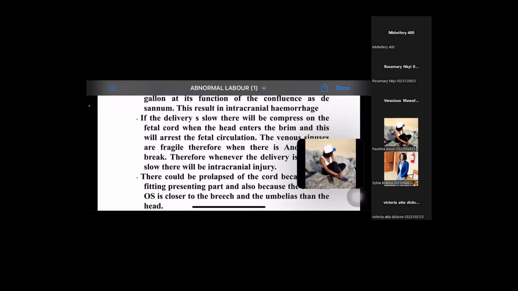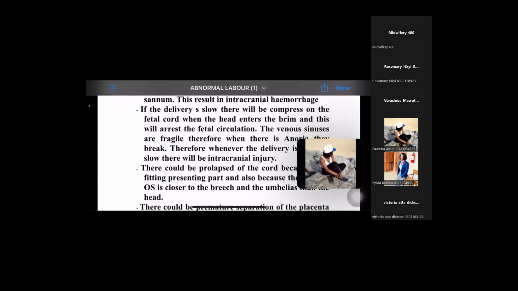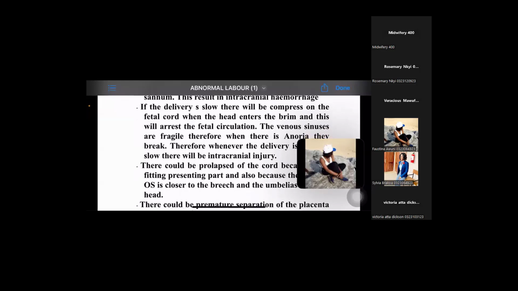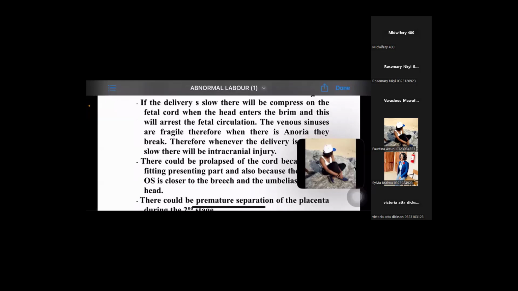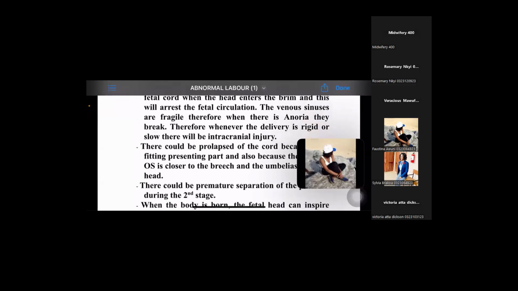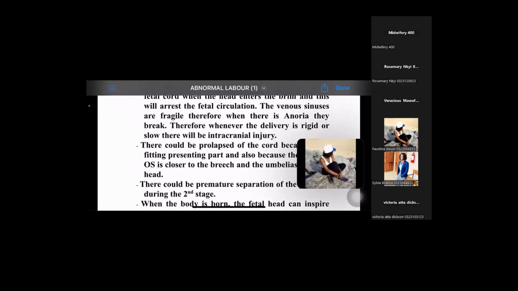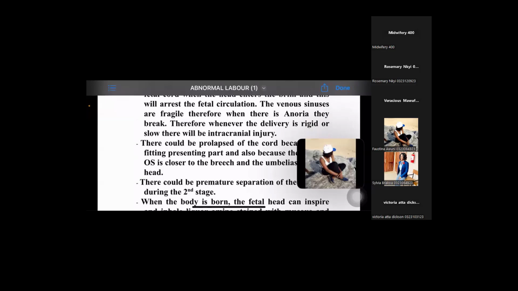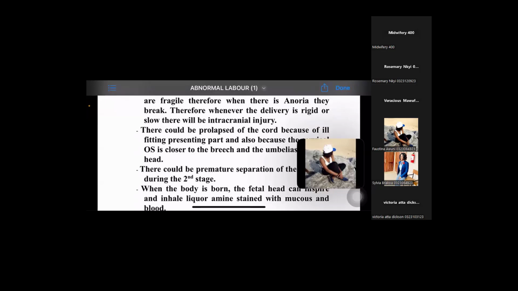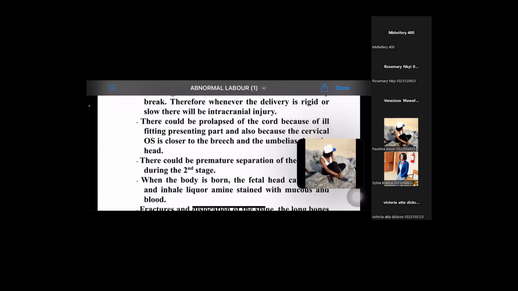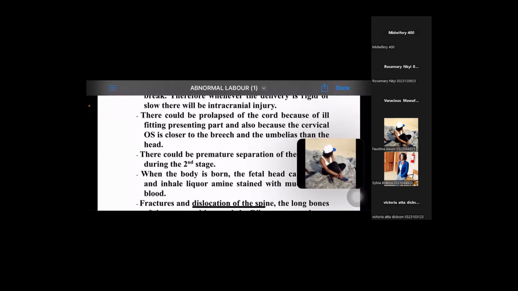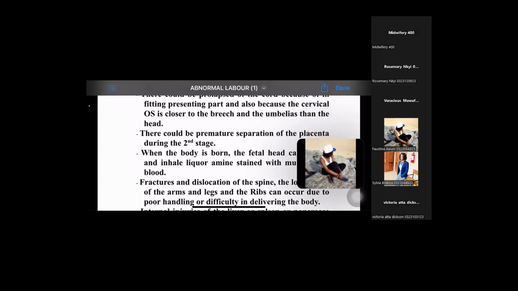If the delivery is slow, there will be compression on the fetal cord when the head enters the brim, and this will arrest the fetal circulation. The venous sinuses are fragile. Therefore, when there is anoxia, they break. Therefore, whenever the delivery is rigid or slow, there will be intracranial injury. Another point also is there could be prolapse of the cord because of ill-fitting presenting parts, and also because the cervical os is closer to the breech and the umbilicus than the head.